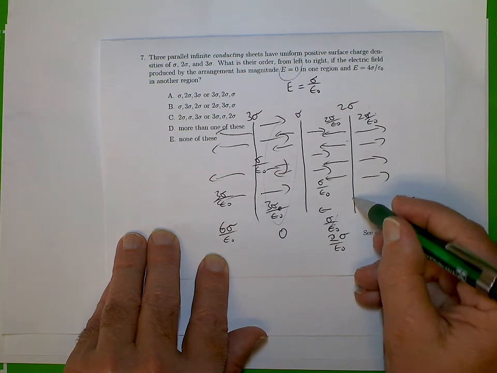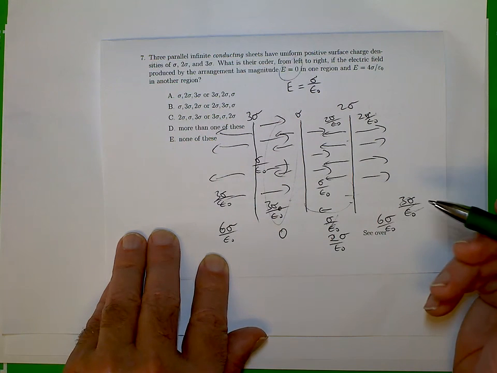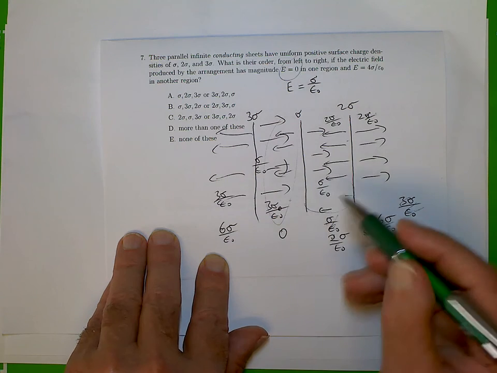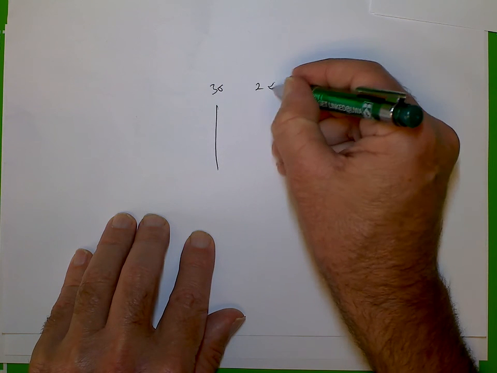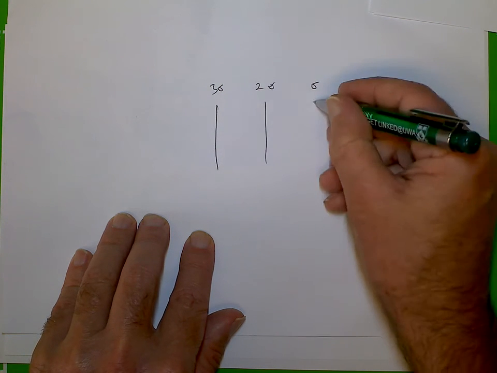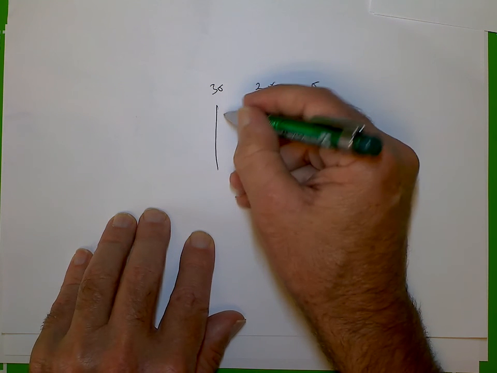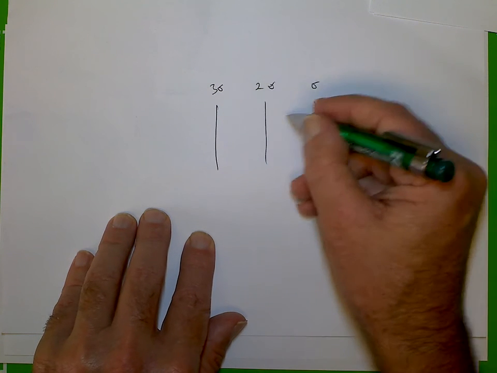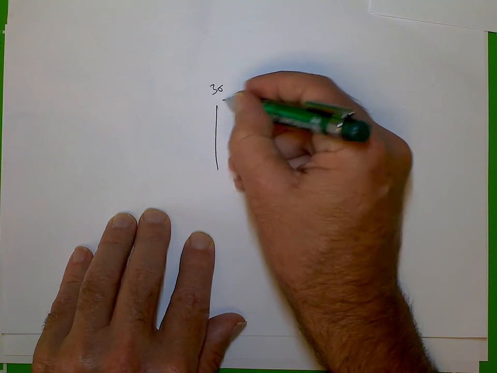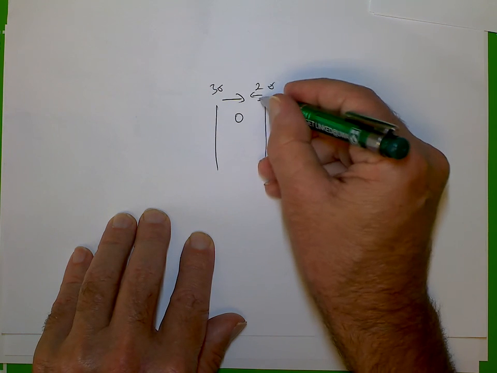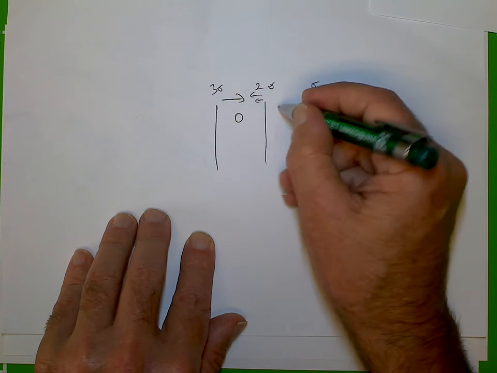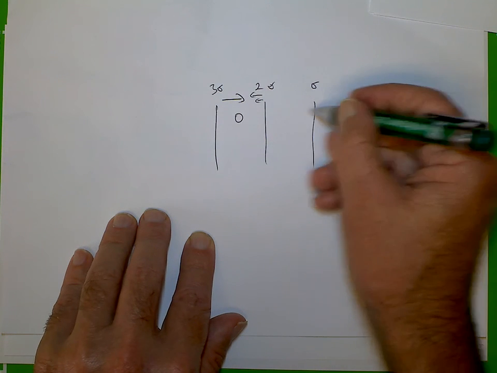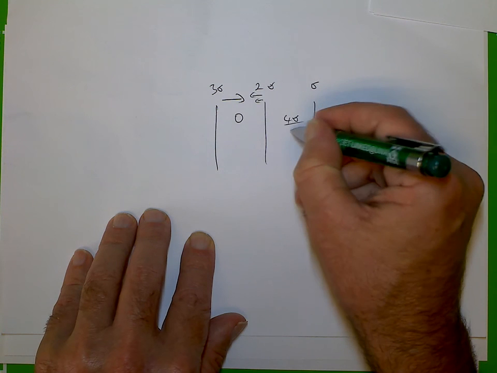What we can do is swap the 2 and the 1 around, and then I think you'll find we will get what we wanted. I'll just draw that separately. So if we have 3 sigma, 2 sigma, and sigma, like so, then in this region here we're going to get 0 because it's going to be 3 that way and 2 and 1 that way. And in this region, we're going to get 3 and 2 is 5 that way and 1 that way, so this one will be 4 sigma over epsilon naught.